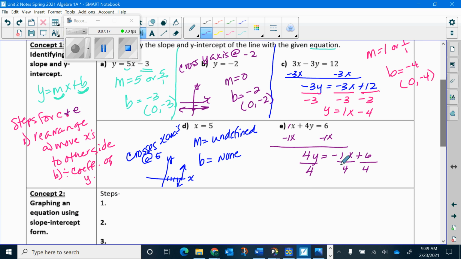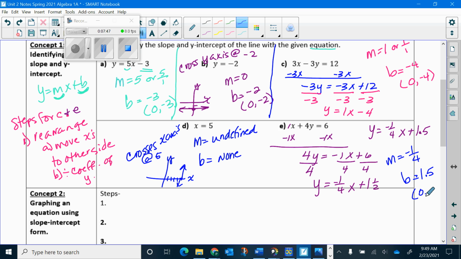And when I do that, I end up with y equals -1/4 x plus 6/4, which is 1.5. You could also write this as y equals -1/4 x plus 1.5 if you want to give that part as a decimal. Please keep your slope as a fraction, though. So my slope equals -1/4, which means down 1 over 4. My y-intercept is 1.5, or you could say 0, 1.5.